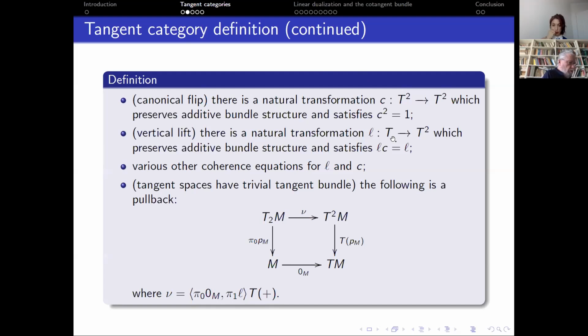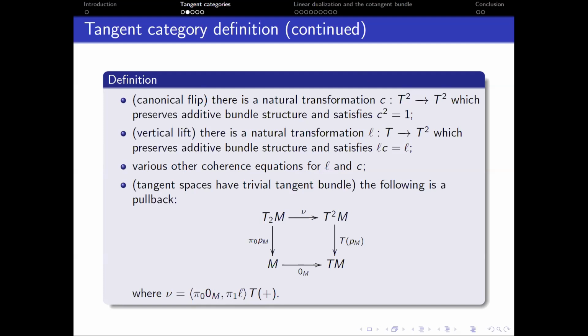There's also a natural transformation from T to T squared, so taking a first order tangent vector and giving a second order tangent vector. And really part of the usefulness of that appears in this pullback diagram here. So one of the key axioms of a tangent category is this pullback diagram here. And it's a little hard to understand at first, but essentially what it's saying, in a bundle type way, is that each of the tangent spaces themselves have trivial tangent bundle.